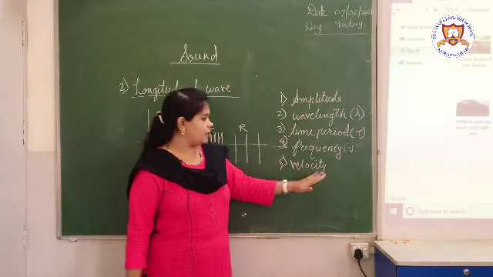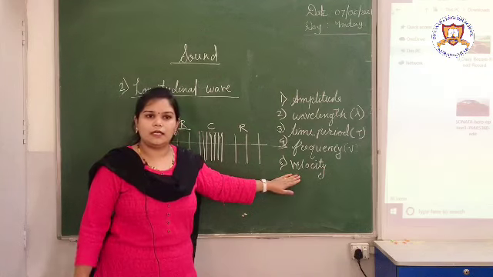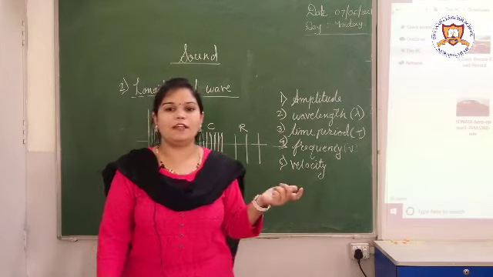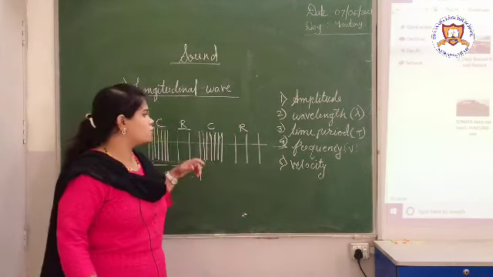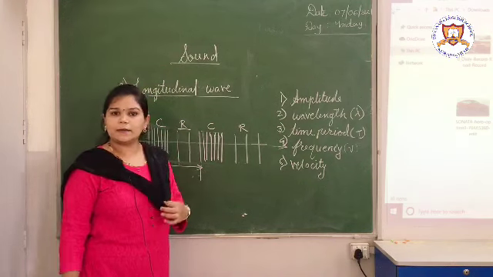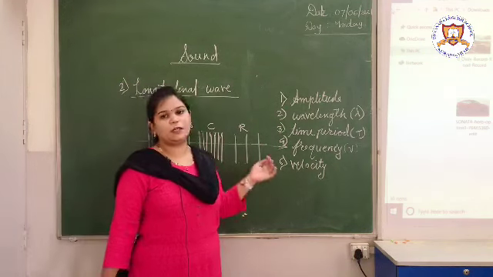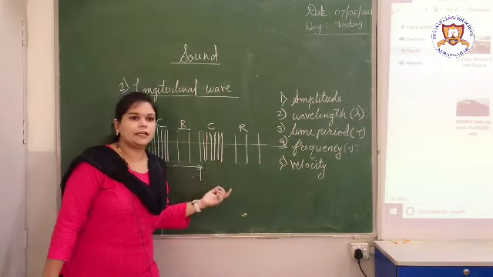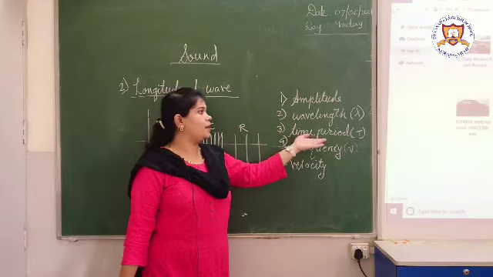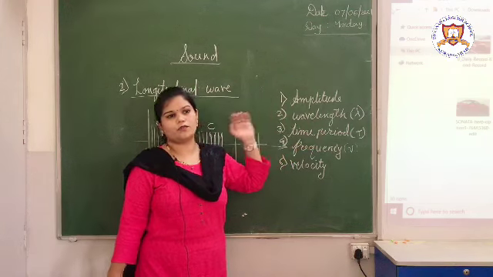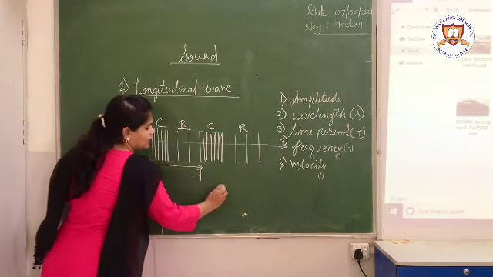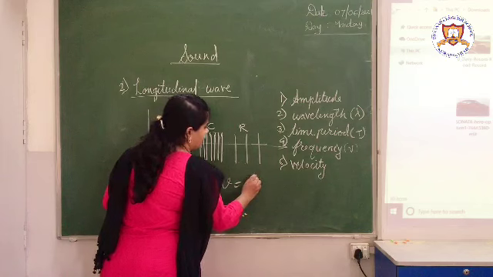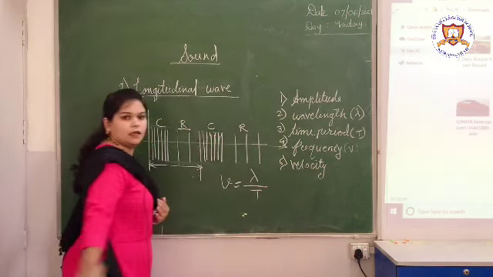The next parameter is velocity. Now you all know what is meant by velocity. Velocity is distance travelled per unit time, the rate of change of displacement per unit time. So here the distance travelled we can consider as the wavelength, and the time is the time period itself. So the velocity is equal to lambda upon T.